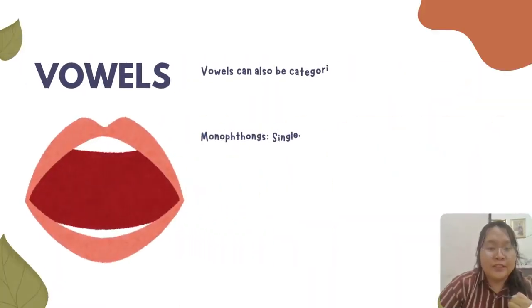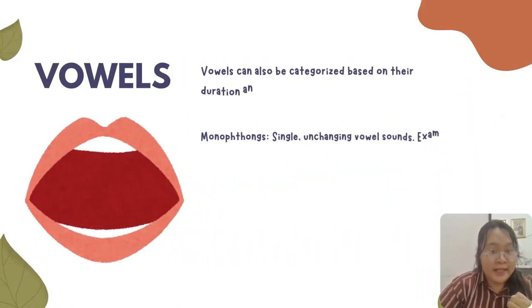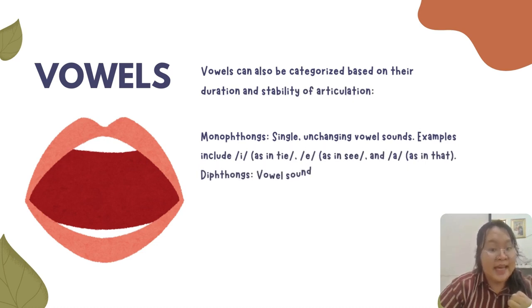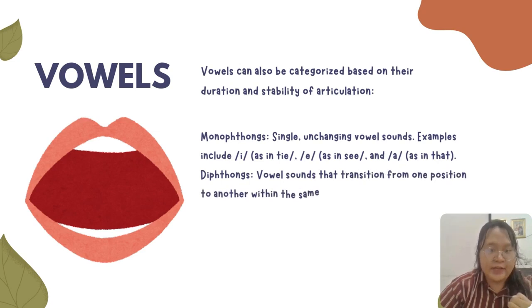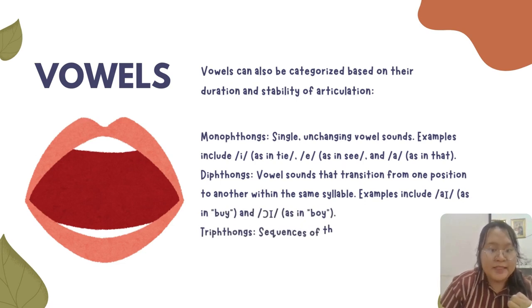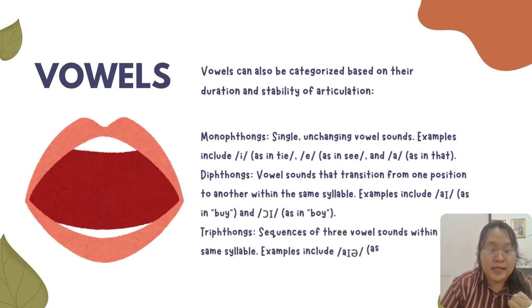Vowels can also be categorized based on their duration and stability of articulation. First one is monophthongs, single, unchanging vowel sounds. Examples are E in tie, I in see, and A in that. Diphthongs, vowel sounds that transition from one position to another within the same syllable. Examples are A in buy and O in boy. Triphthongs, sequence of three vowel sounds within the same syllable. Examples are in fire and hour.